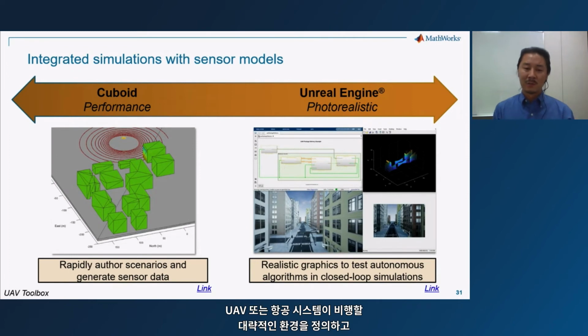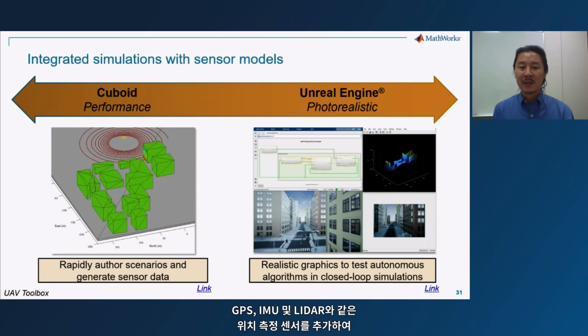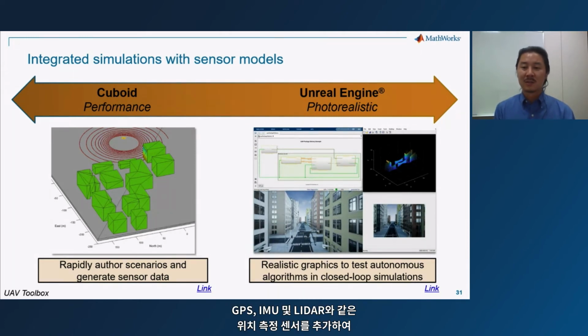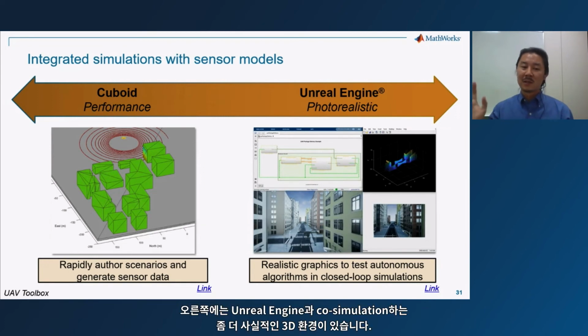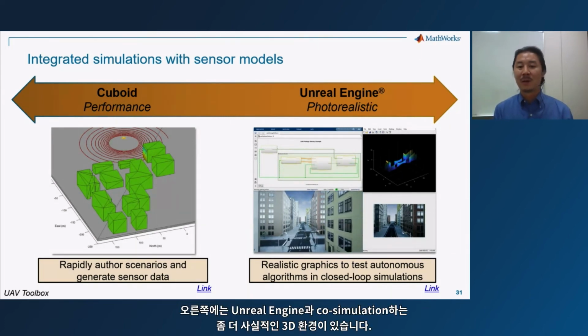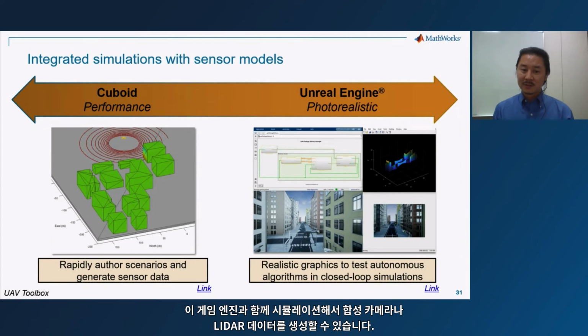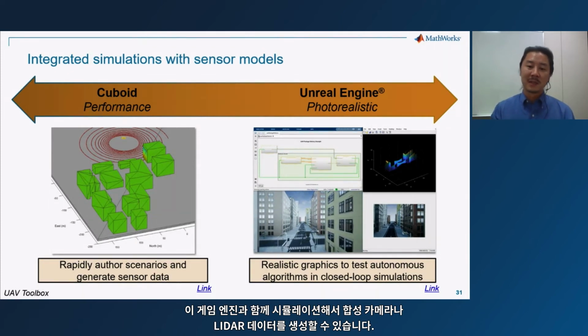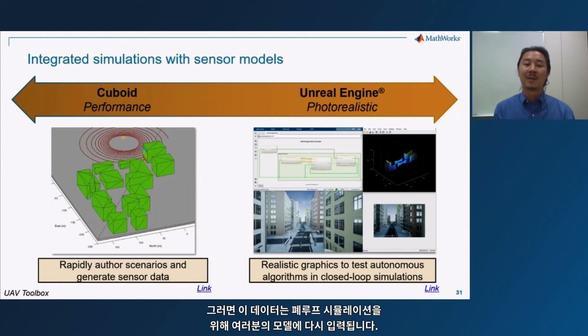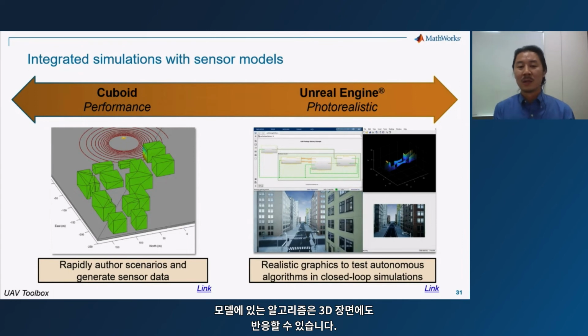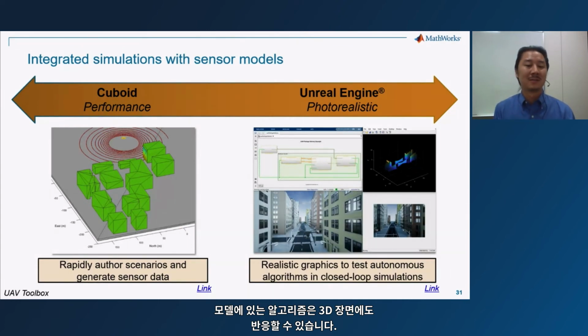You could define an approximate environment that the UAV or the aerial system will fly in, and add some localization sensors such as GPS, IMU, as well as LiDAR in this case, to do some initial verification of your autonomous algorithm. On the right side is a more photorealistic 3D environment, which is co-simulation with the Unreal Engine. So you could co-simulate with this gaming engine to generate synthetic camera or LiDAR data, which is then fed back into your model for that closed loop simulation, right? So your algorithms in the model could react to the 3D scenes as well.